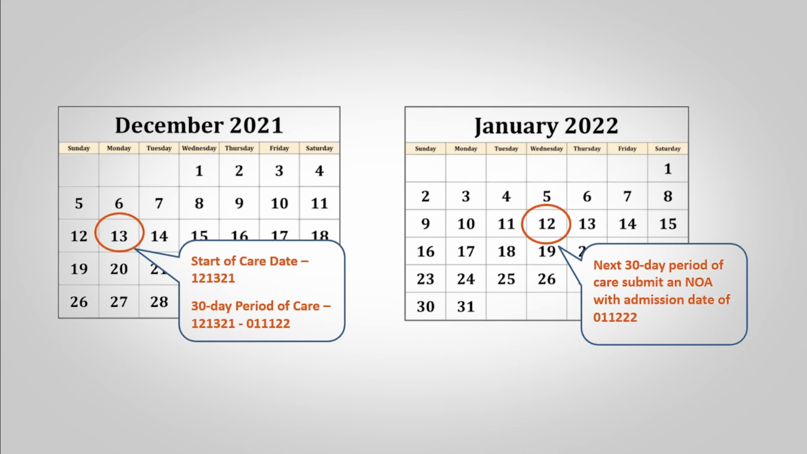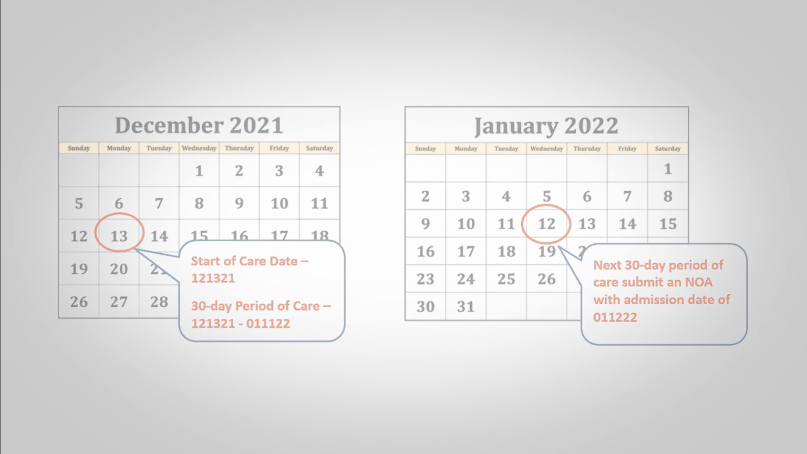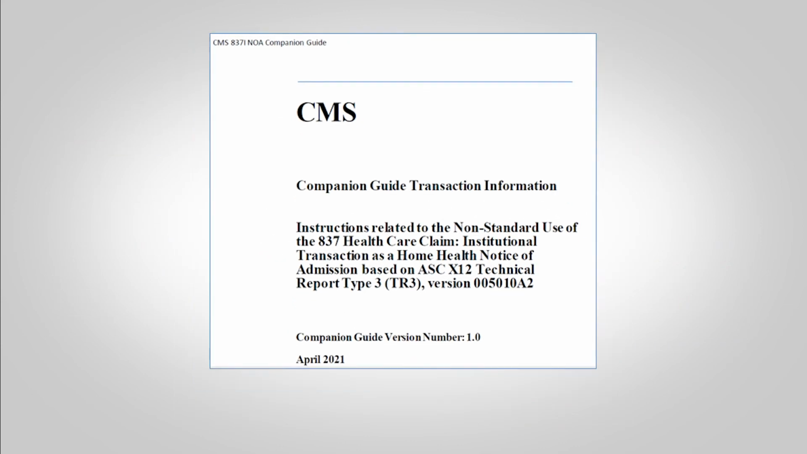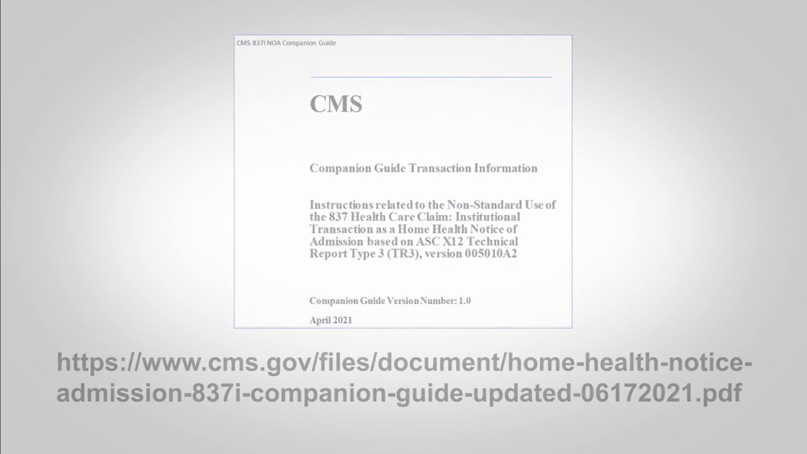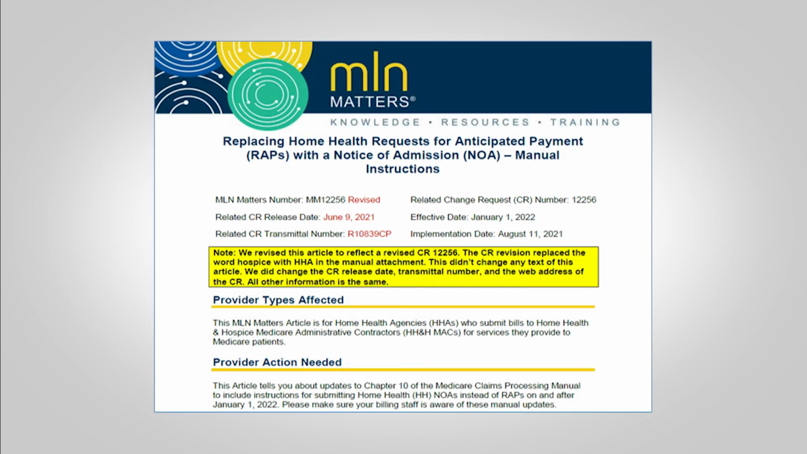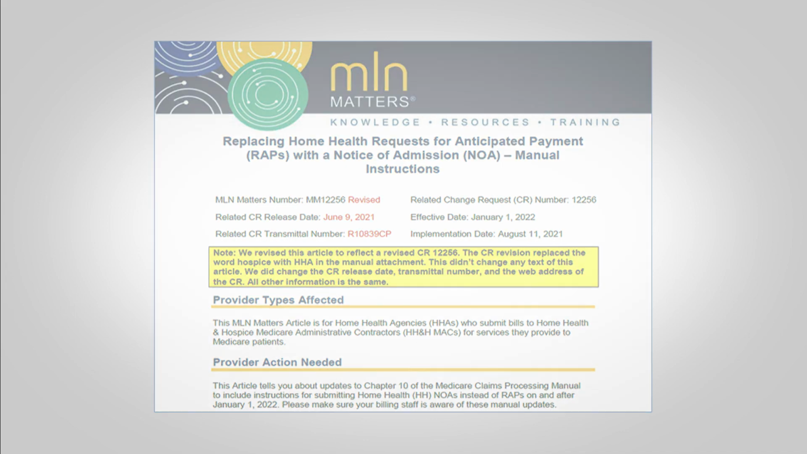Remember that only one NOA is required for any series of home health periods of care beginning with the admission to home care and ending with discharge. If you submit your NOA using electronic data interchange, additional data is required to satisfy transaction standards. For additional information about calendar year 2022 NOAs, refer to the Medicare Learning Network article MM12256. Also, watch for upcoming webinar information and educational materials that will soon be available.